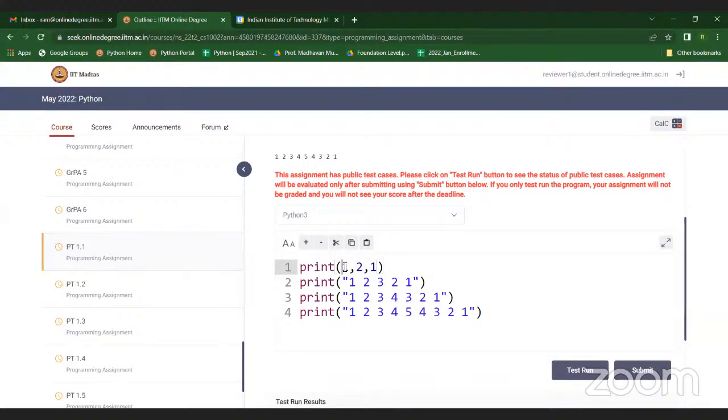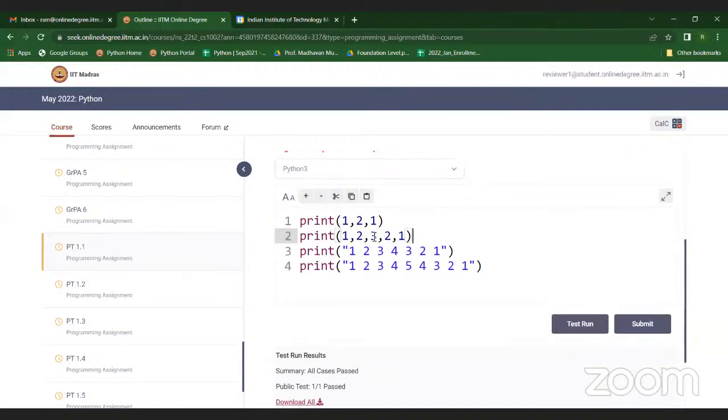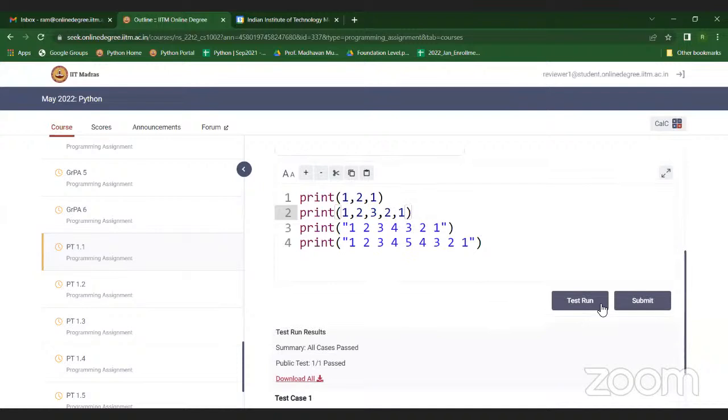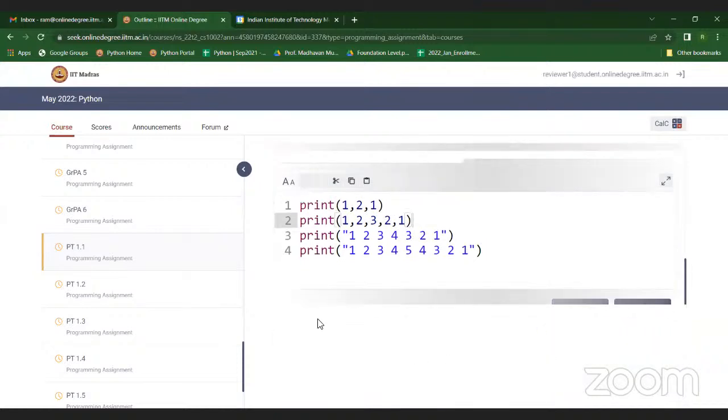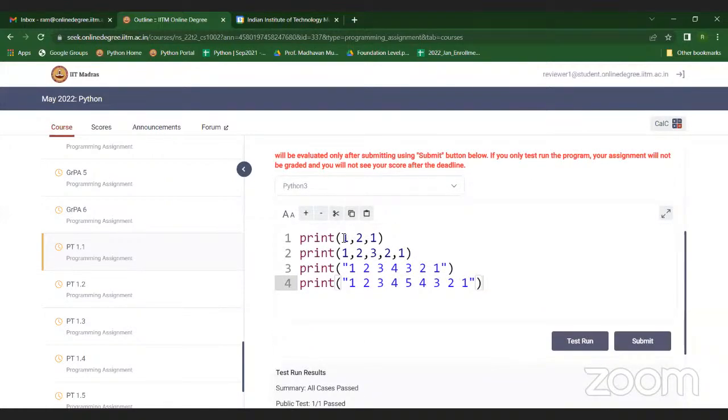What happens is it considers 1 as a variable, 2 as a variable, and 1 as another variable. In between these variables, the print statement adds a space by default. That is how you get a space between 1 and 2 and 2 and 1. Similarly, with 1, 2, 3, 2, 1 you'll get the same thing, with spaces between 1 and 2, 2 and 3, 3 and 2, 2 and 1. Let me test it. It will still pass all the test cases. Half of it I have done using your method and half using this string. Clear?